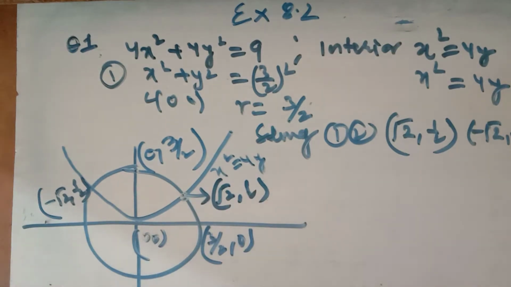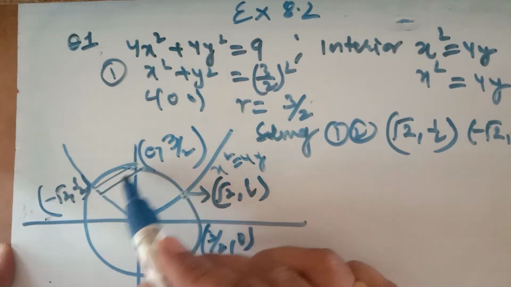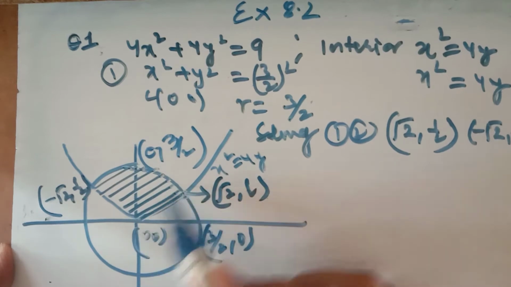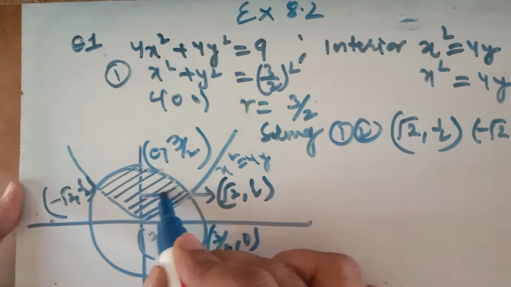Now, because you have to find the area bounded by these two curves in the interior of the parabola, it means you have to find this area. This area you have to find, in the interior of the parabola. Because the area is touching the y-axis, you can easily draw the perpendicular on the y-axis and integrate with respect to y.